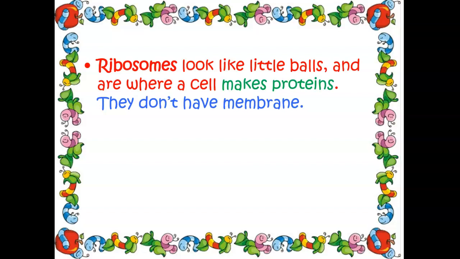Next, let's talk about ribosomes. Ribosomes are like little balls, that's how we draw them, and this is where proteins are made. Making proteins is the primary function of a cell. They do not have any membrane. That should be a hint to you for your Venn diagram.